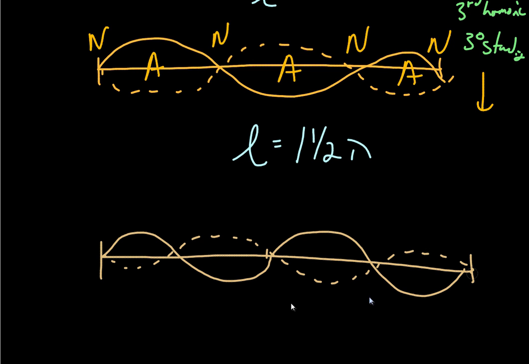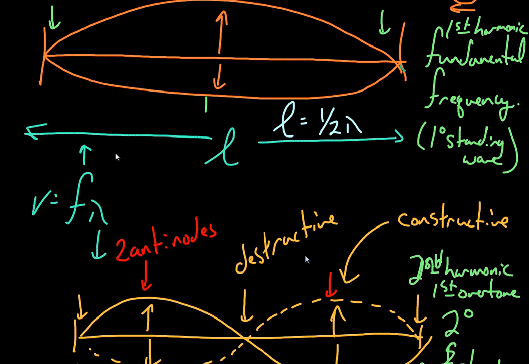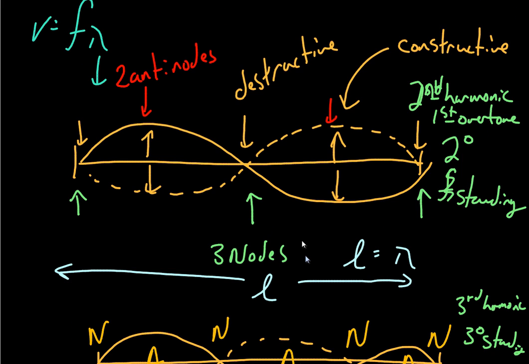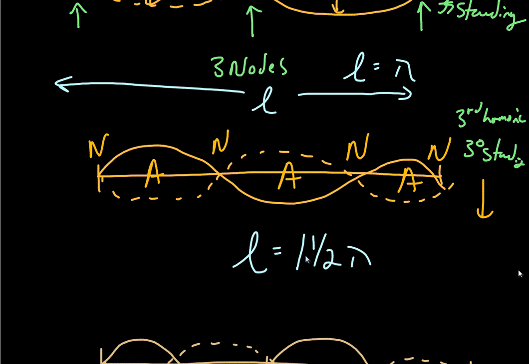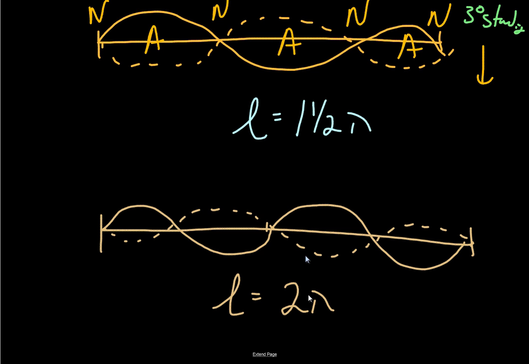So do you see a pattern starting to develop here? The length started with a half. The length is equal to half a wavelength. The next level, the length is equal to 1 wavelength. Next level is equal to 1.5 wavelengths, and now it's equal to 2 wavelengths. And then 2.5, and so on up.